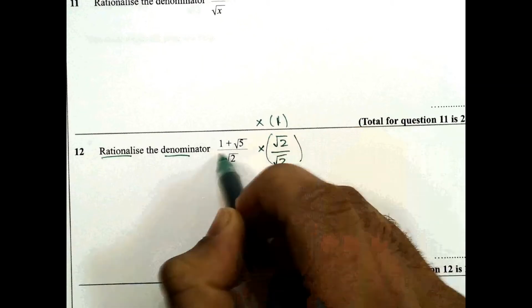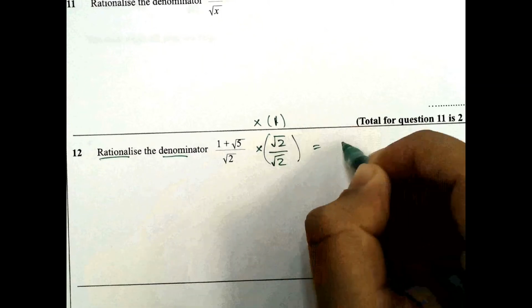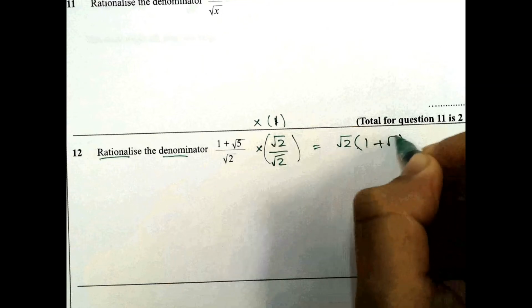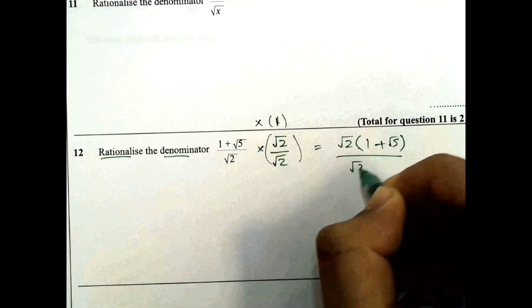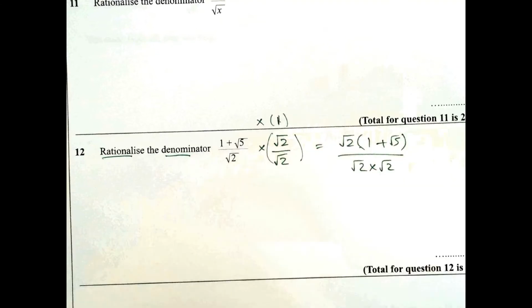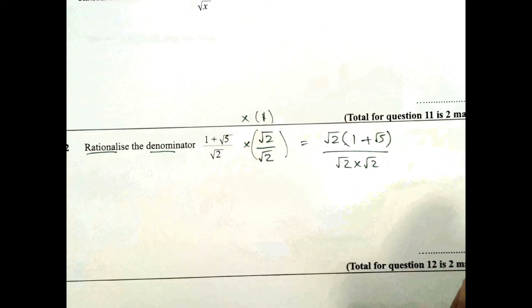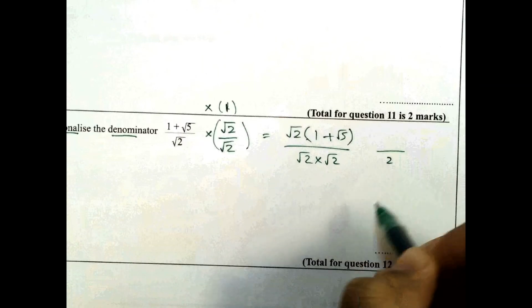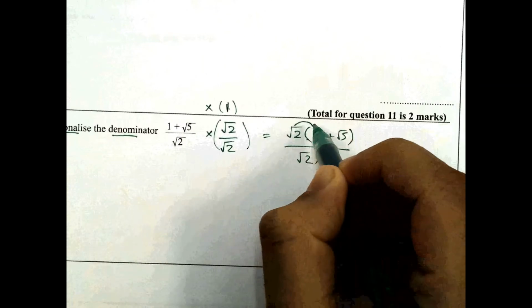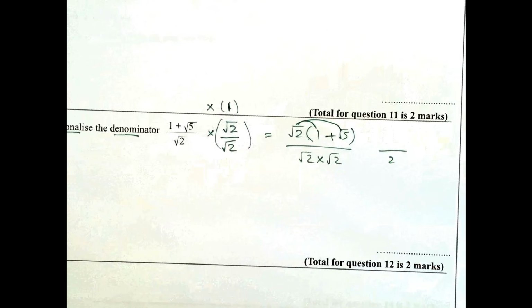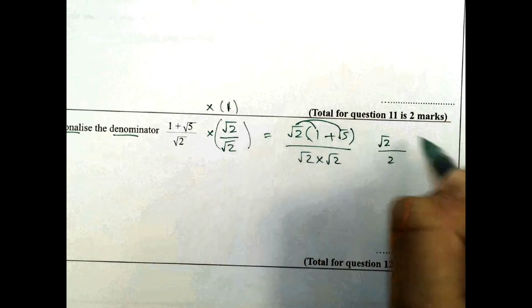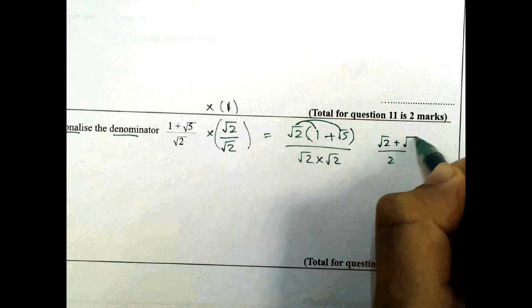Now when I do that, what I've got here is effectively a bracket. I've got 1 plus root 5, and on the bottom I've got root 2 times root 2, which is root 4, which is therefore 2. So at the bottom, it's just going to end up being 2. At the top, though, you've got this bracket to expand. So root 2 times 1 is root 2. Root 2 times root 5 is root 10.